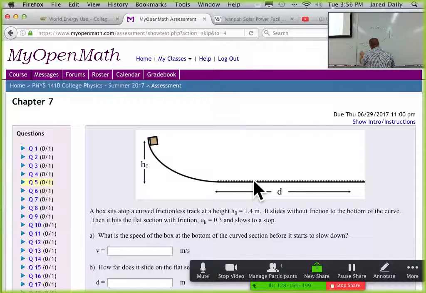So essentially what always happens is if you have a force that slows you down, it's always negative work. If you have a force that speeds you up, it's always positive work, and that's kind of how it goes. Work always either adds energy to the system or takes energy away from the system. When it adds energy to the system, it's positive. When it takes energy away, it's negative.